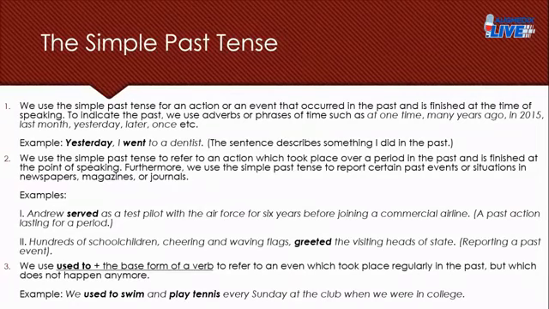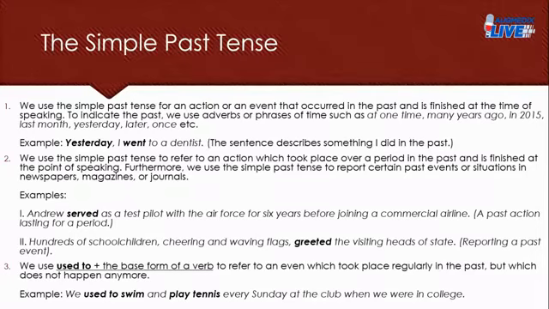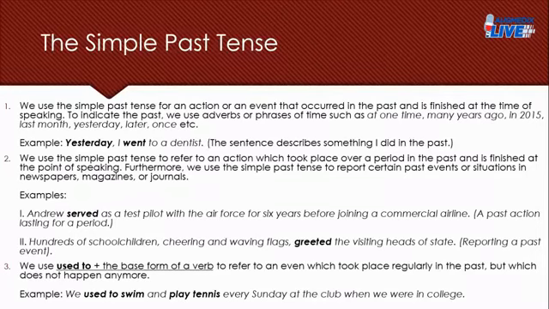We used to swim and play tennis every Sunday at the club when we were in college. Now note, right after the phrase used to, you're putting the verb that you used to do. And note that this verb is in its base form, right? You haven't changed the verb to its past tense form or to its past participle form, but you keep it just in its base form. But how do you exactly define that this was done in the past? By the phrase used to before it. So you say, we used to swim and play tennis every Sunday at the club when we were in college.